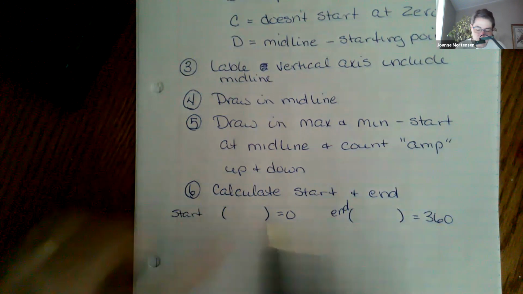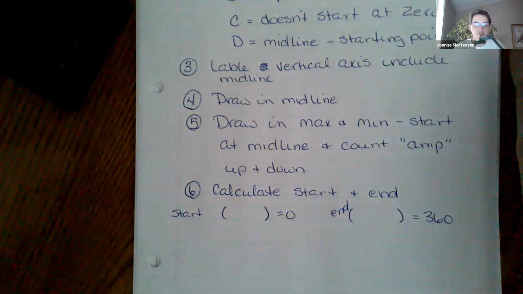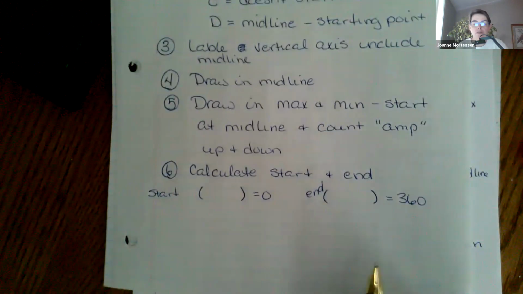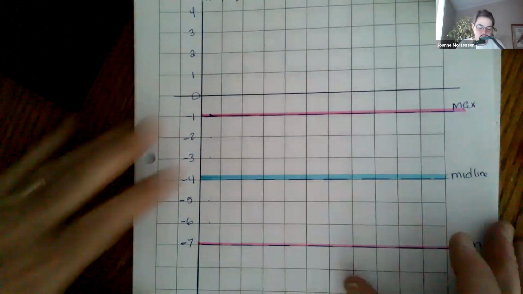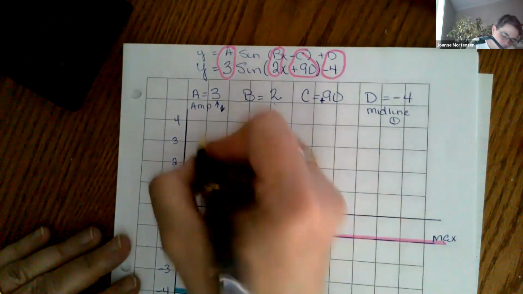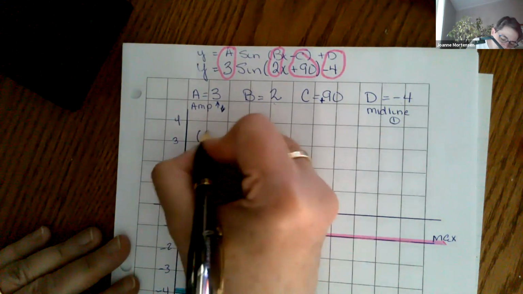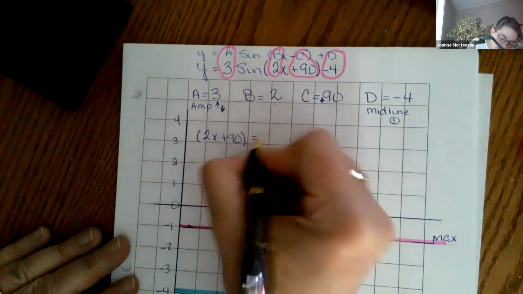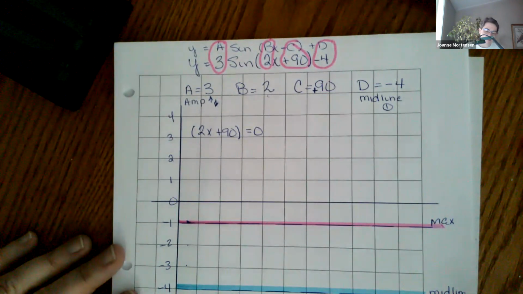So we're going to have a new start and a new end. Now, let's apply that to this specific equation, and it should make more sense to you. You're going to have to solve two little equations. So I had all this blank space up here. I'm going to try this. Whatever's in my brackets, 2x plus 90, is equal to 0. And we're going to solve that mini equation.